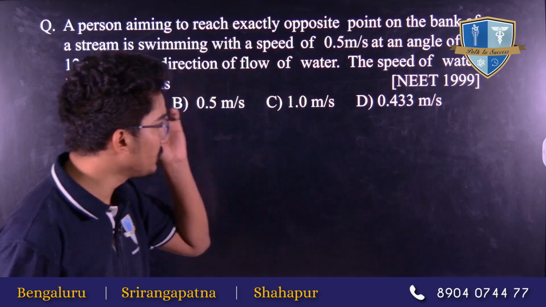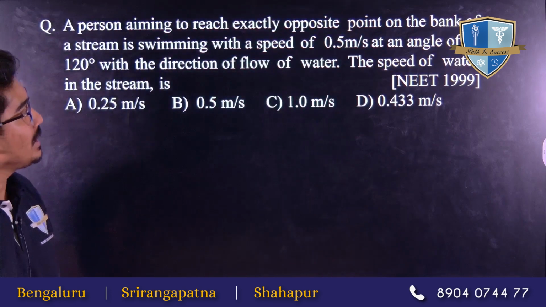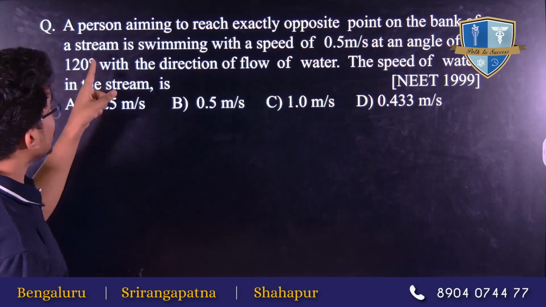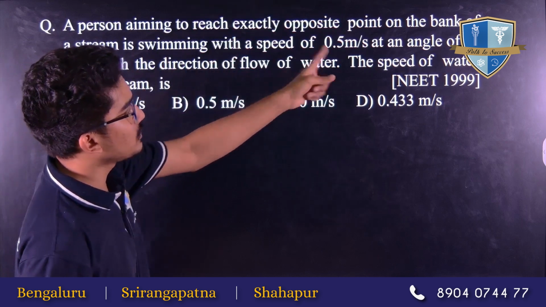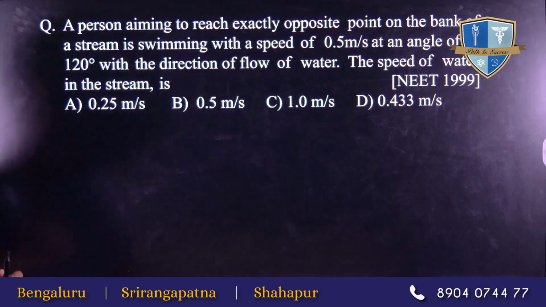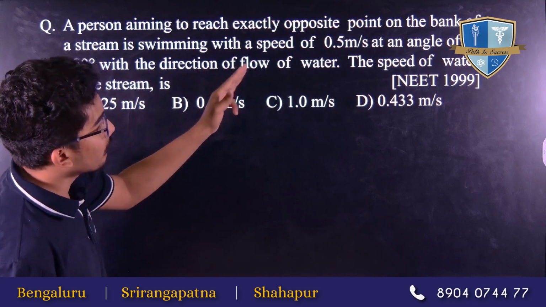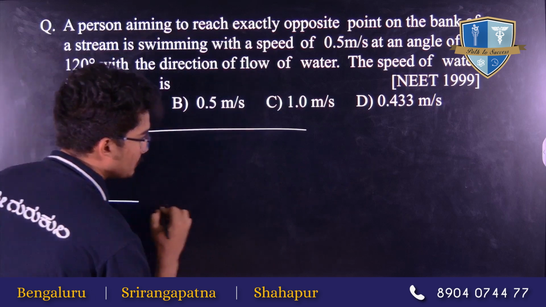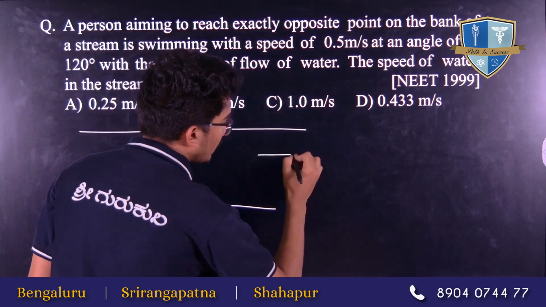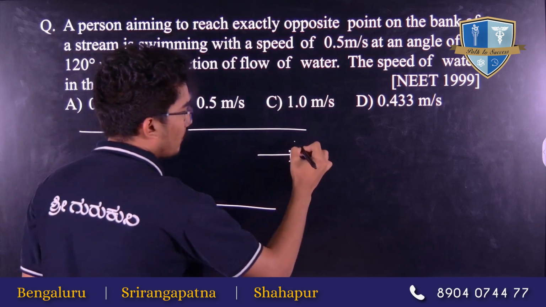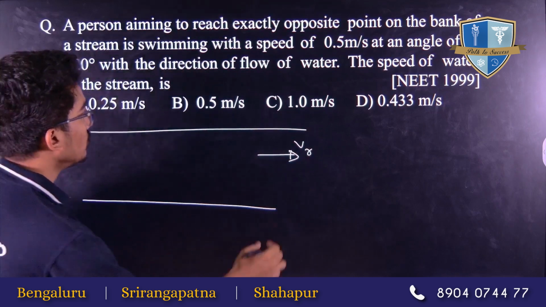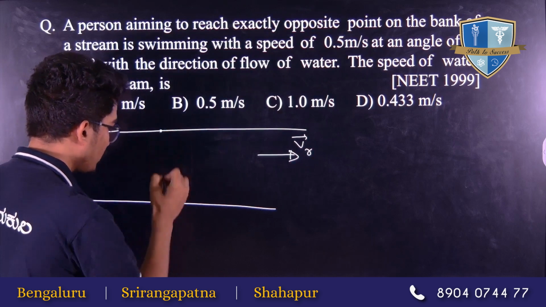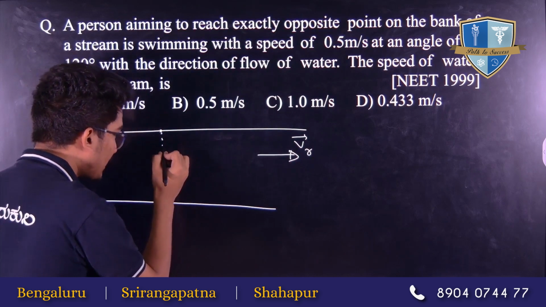Now another easy question. A person aiming to reach exactly opposite point on the bank of a stream is swimming with a speed of 0.5 meter per second at an angle of 120 degree with the direction of the flow of water. The speed of the water in the stream is. So let's try to understand the question. Let's suppose water in the river is going in this direction. This is our velocity of river. Correct? Now a person is trying to reach exactly opposite side of the river.